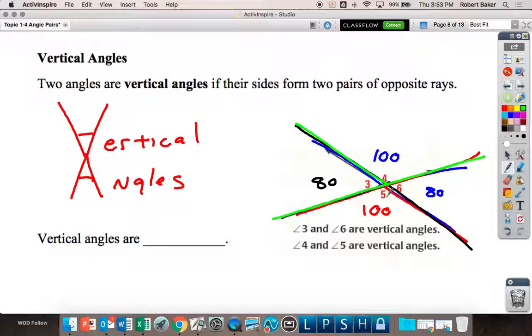Wrong! Vertical angles, remember, these are vertical angles. Do those add up to 180? No. There's something weird about them. They're equal. They're equal.